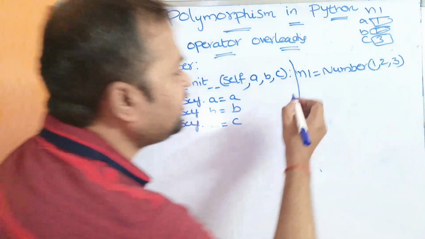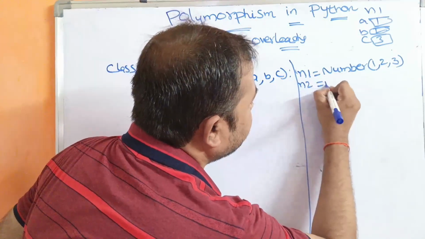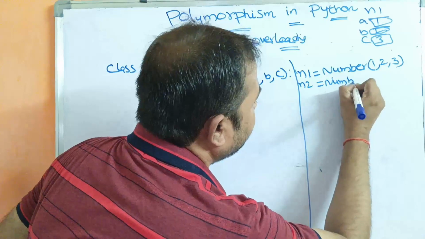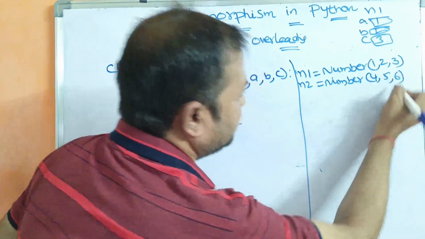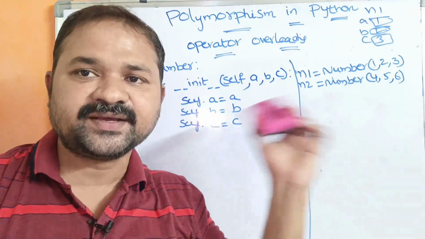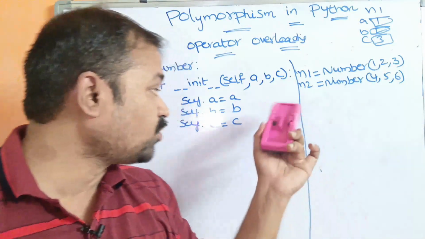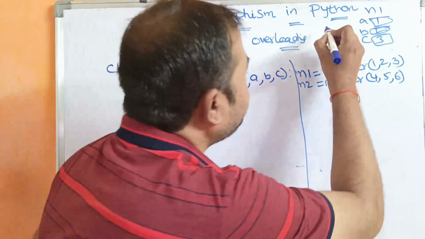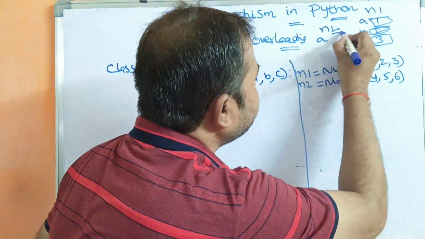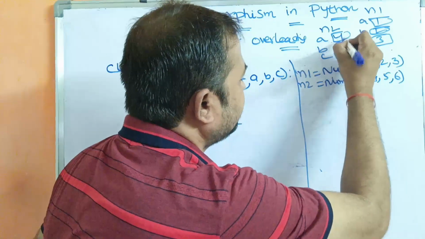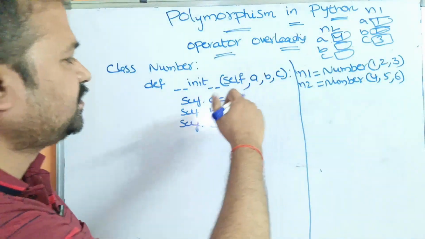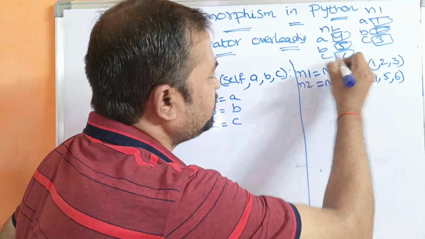Okay. Likewise, let us create one more object. n2 = Number(4, 5, 6). Whenever the statement is executed, the corresponding constructor is executed. So what are n2's values now? a, b, c. What are the values? 4, 5, 6. In the n2 object, the a value is 4, the b value is 5, the c value is 6.